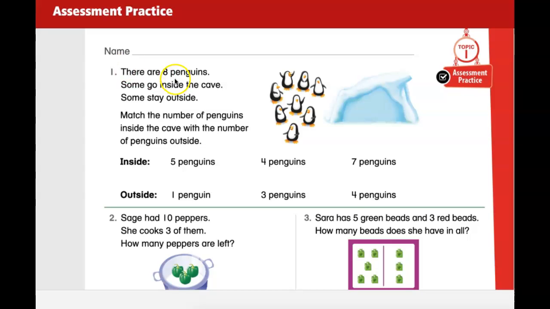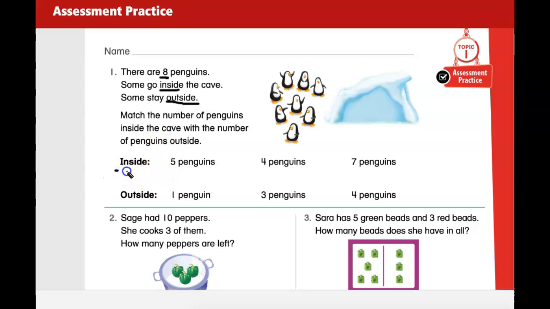Number 1 says there are 8 penguins. Some go inside the cave. Some stay outside. Match the number of penguins inside the cave with the number of penguins outside. So for this problem, it wants us to pay attention very closely. So it tells us we have 8 penguins. Some go inside and some stay outside. Below, it wants you to match the number of penguins inside the cave with the number of penguins outside.